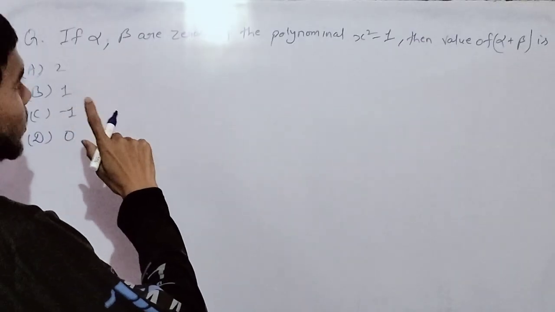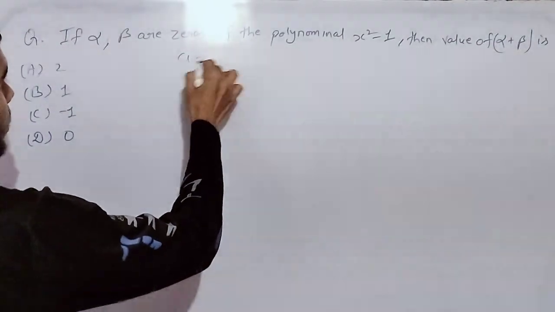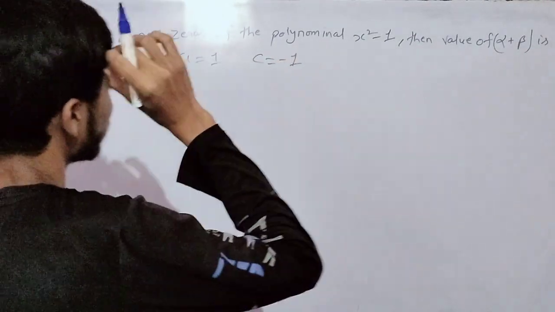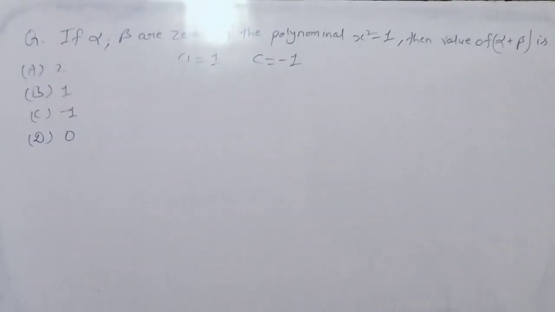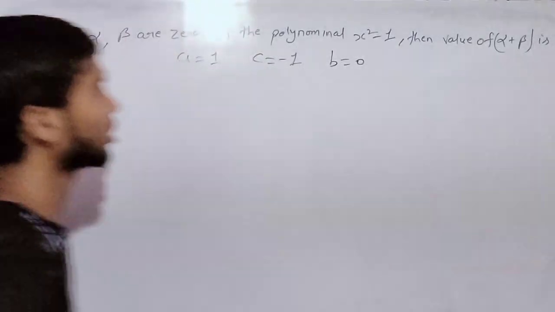So can we say that a is 1 and c is minus 1? So b would be how much? B would be 0. Clear?